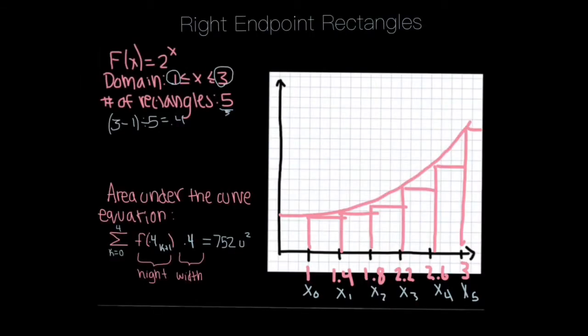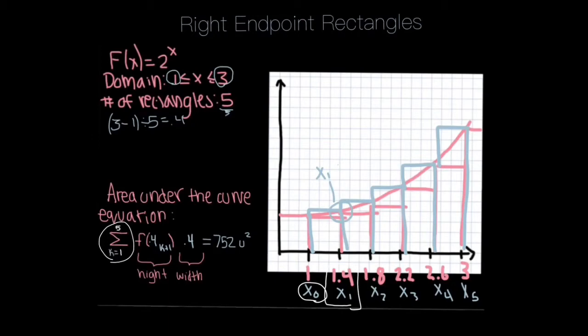Right endpoint rectangles are rectangles under a curve when the rectangle's right corner is touching the curve. Solving for estimated area using right endpoint rectangles is the same process as when you're solving with left endpoint. The only difference is that for the indices, the upper bound and lower bound are both 1 higher than when using left endpoint rectangles. The reason for this is that x subscript 1, rather than x subscript 0, is where the first right endpoint touches the curve. This is different from the left endpoints, where the first endpoint touches the curve at x subscript 0.